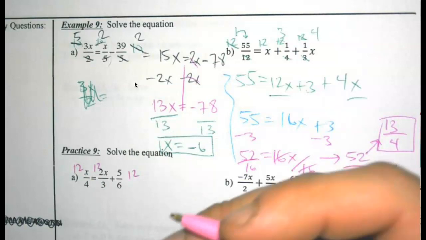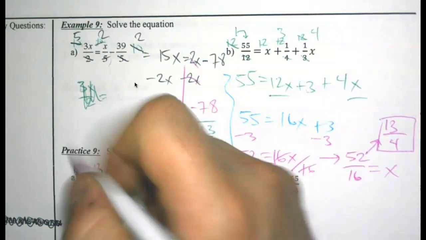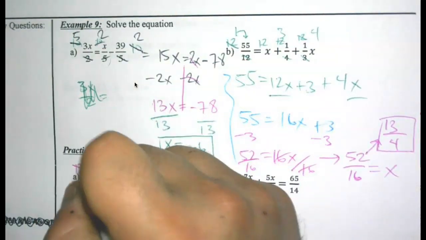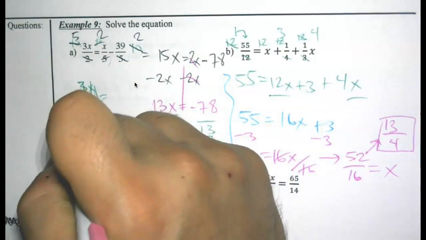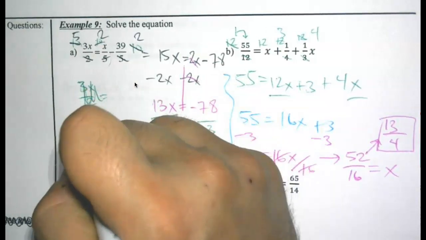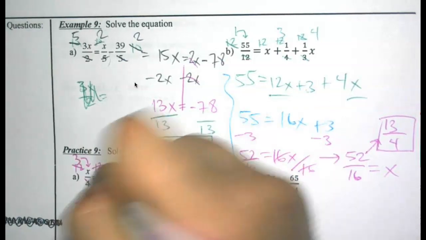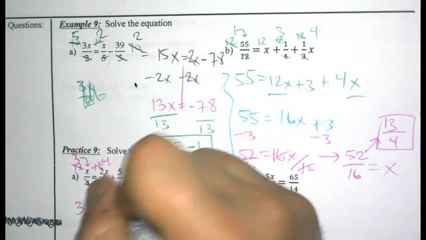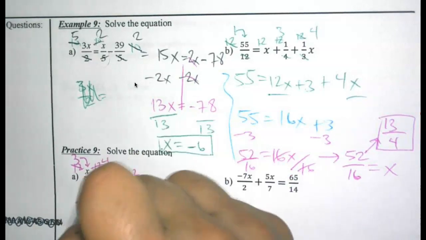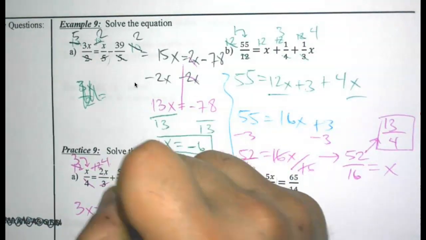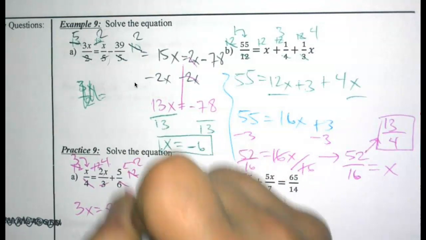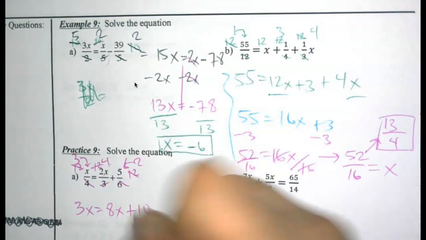So, how do I carry that out, right? Take your LCD, divide it by the denominator. 12 divided by 4 is 3. Then what you get, you multiply by the numerator. 3 times x, 3x. Here 12 divided by 3 is 4, and then 4 times 2 is 8x, and then this last one, 12 divided by 6 is 2, and 2 times 5 is 10.